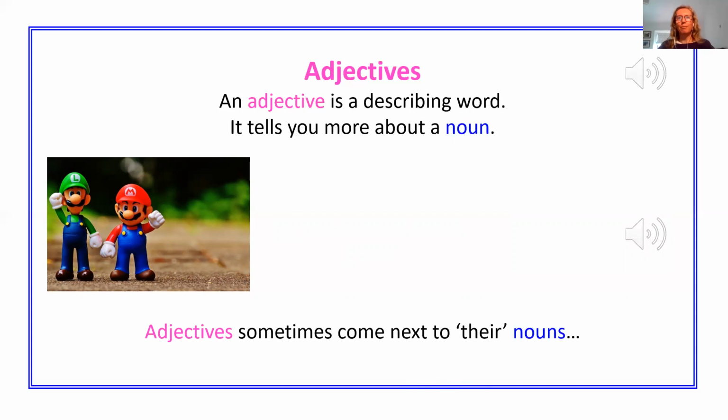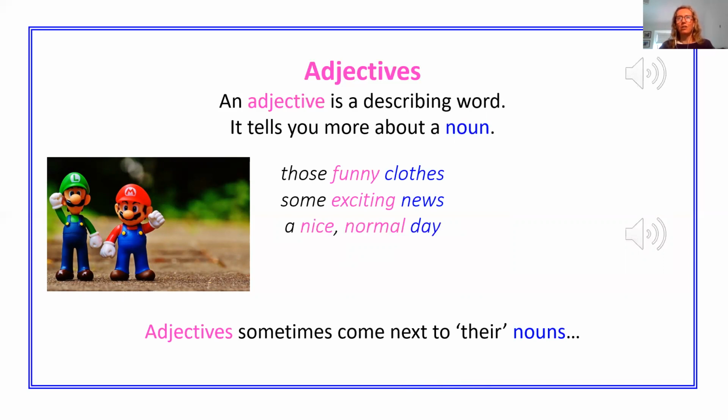So sometimes adjectives come next to their nouns. Let's have a look. Those funny clothes. So funny is the adjective. It's describing the clothes. It's describing the noun. Some exciting news. Exciting is the adjective. It's describing the news. It's describing the noun.